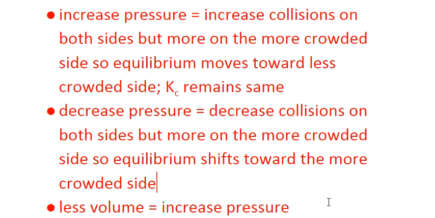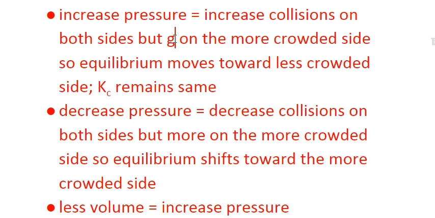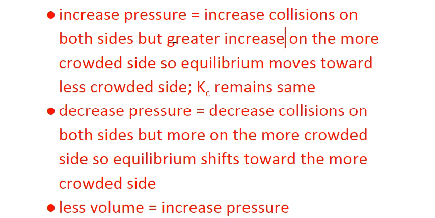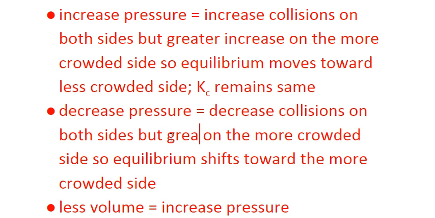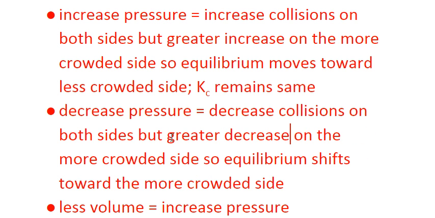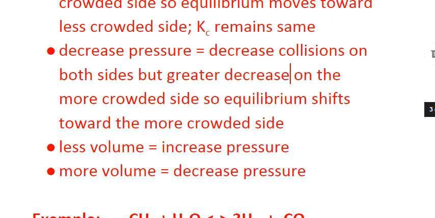But a greater decrease on the more crowded side. So increased collisions on both sides, but a greater increase on the more crowded side, and over here it's going to be a greater decrease. So the effect is greater on the more crowded side. And then volume: if you decrease volume, you've increased pressure, so then you go back to that. Increased pressure increases it more on the more crowded side. If you have more volume, you've decreased pressure, so the effect's greater on the more crowded side.